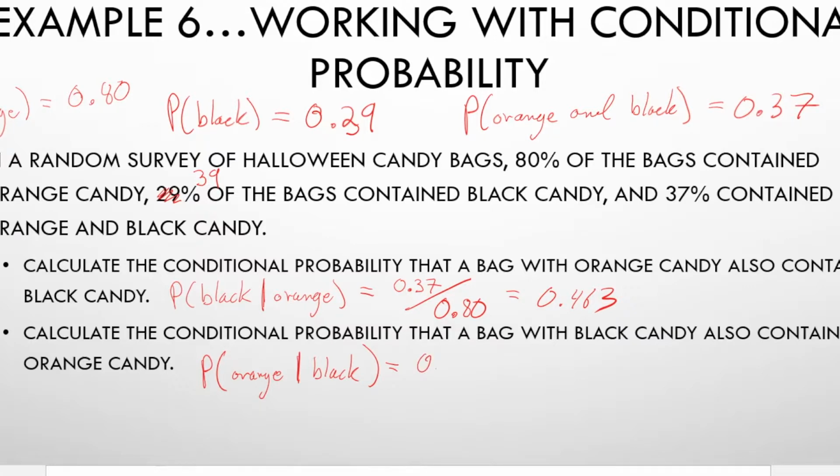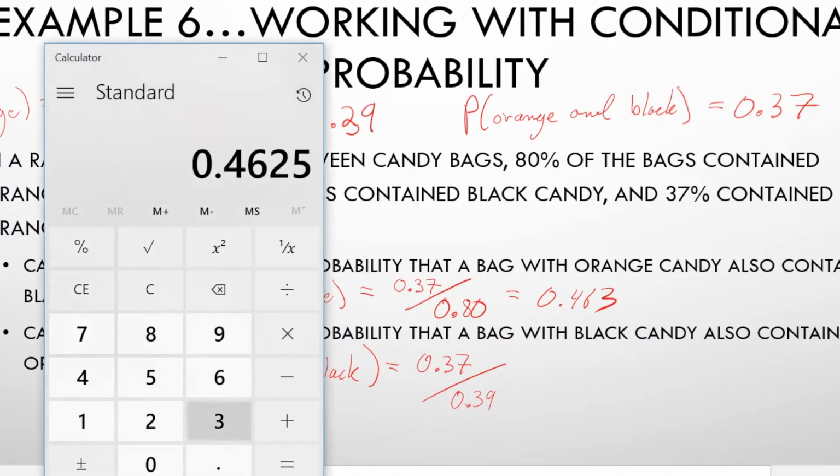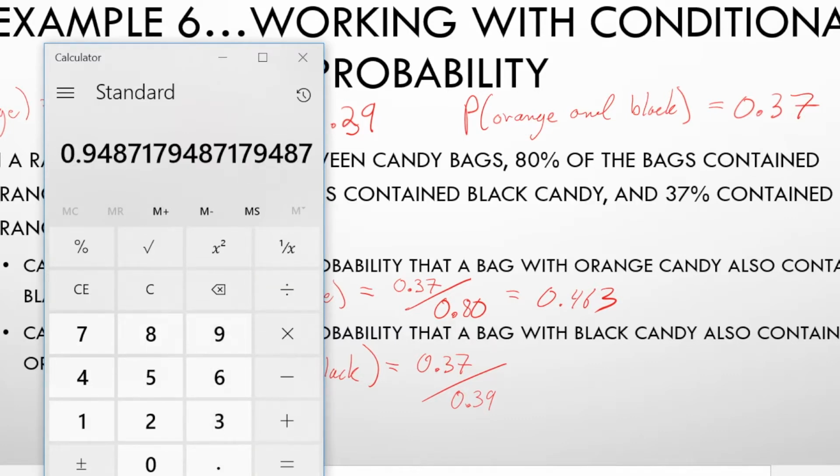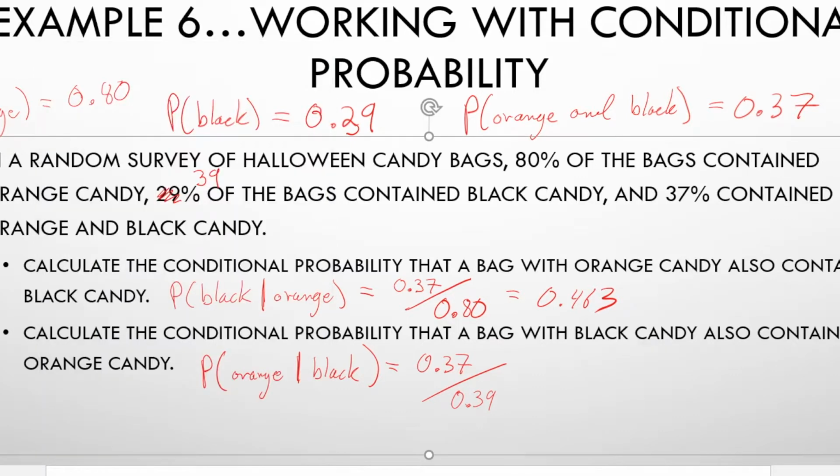It's going to be the same here. So it's our 0.37, and then we're going to divide by the probability that has black. As I corrected my typo there, that would be 0.39. So 0.37 divided by 0.39. To 3 decimal places, 0.949.